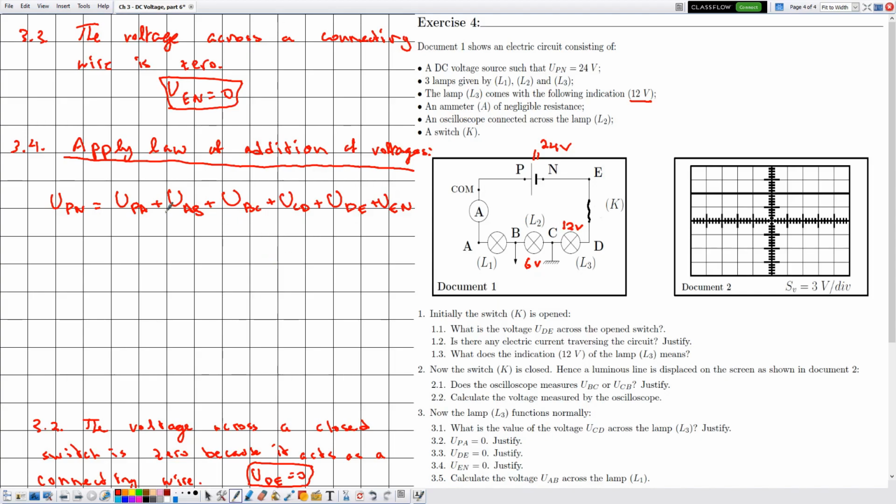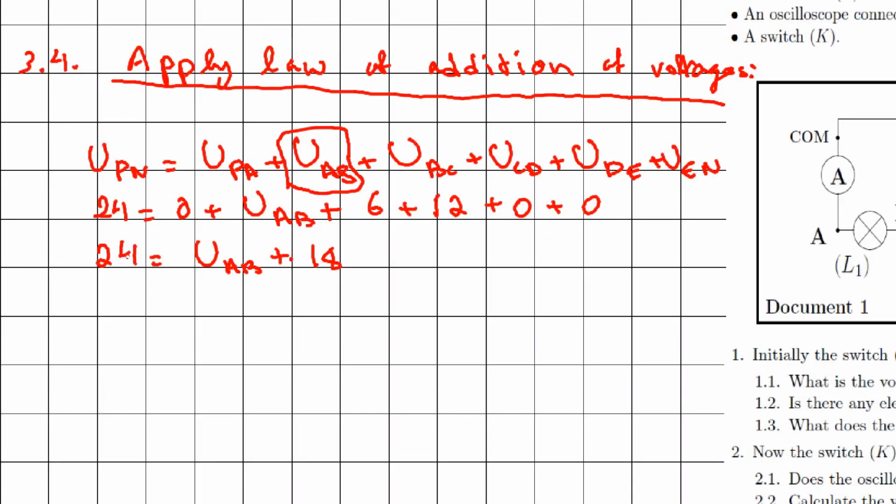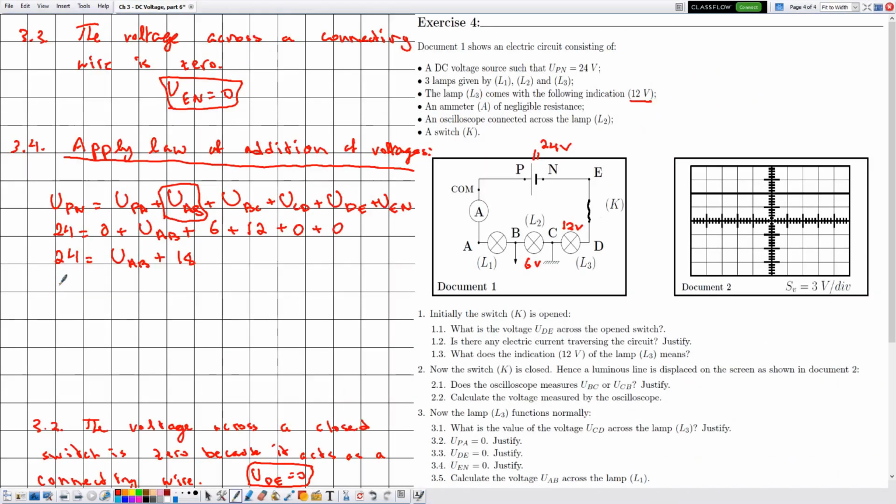Now the voltage that we want to determine is UAB. UPN is equal to 24 given, UPA is equal to 0 justified, UBC is equal to 6 calculated, UCD is equal to 12 justified, UDE is equal to 0, and UEN is equal to 0 justified. Then 24 is equal to UAB plus 18. Then this is a linear equation with one unknown, which is UAB.